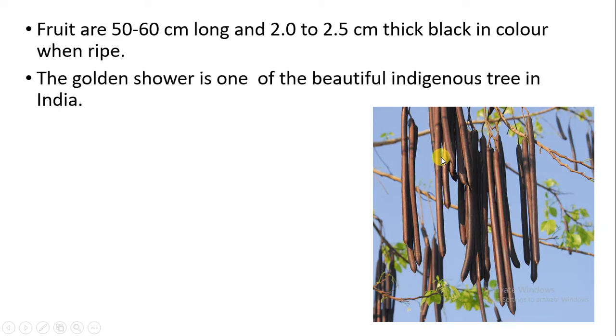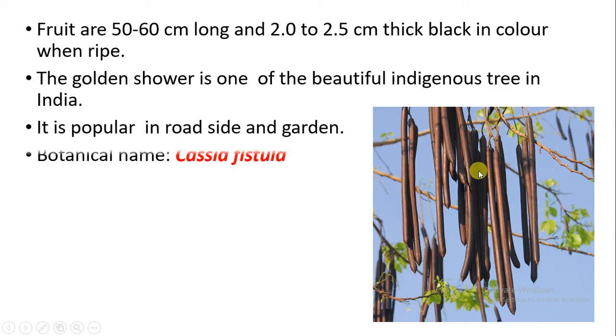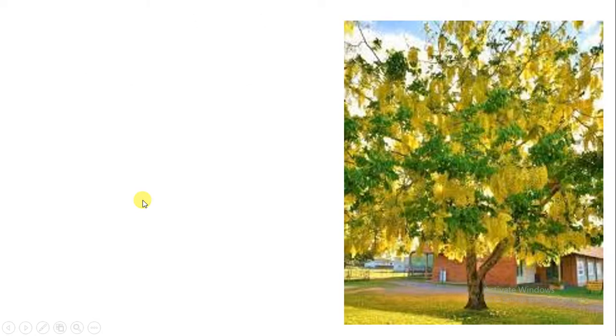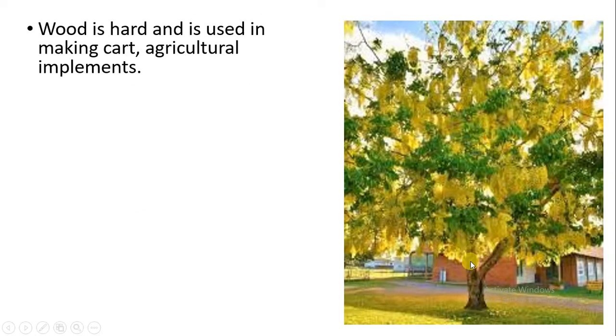The golden shower is one of the most beautiful indigenous trees in India. It's popular on roadsides and in gardens. The botanical name is Cassia fistula and it belongs to the family Salpiniaceae. Very decorative, and the wood is hard and used in making carts and agricultural implements.